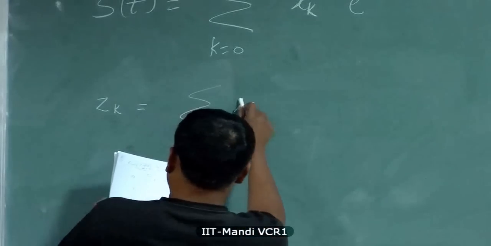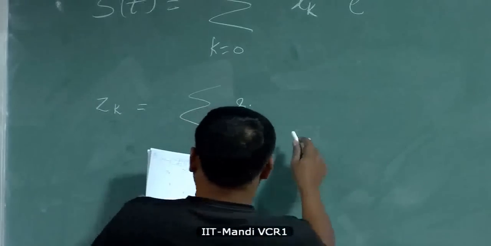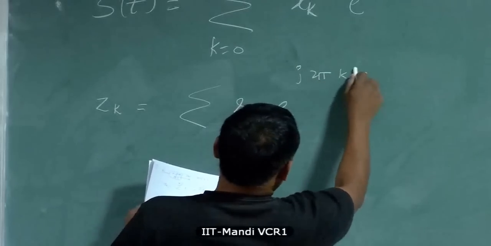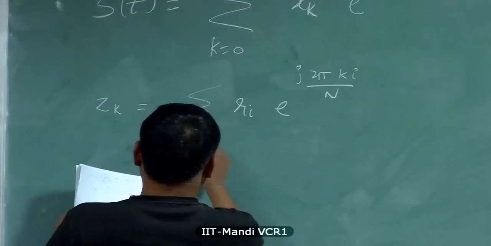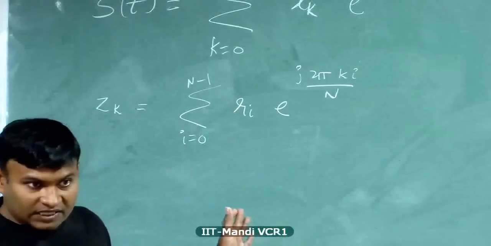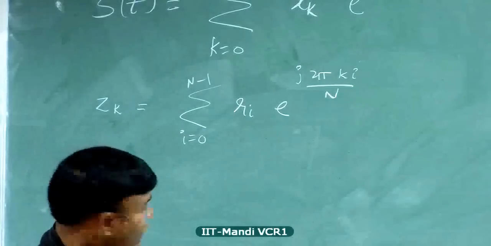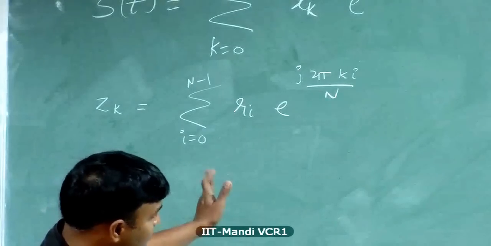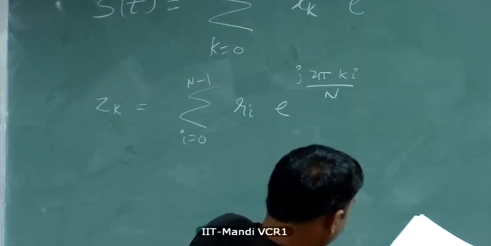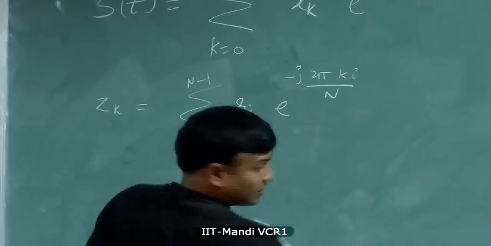Z of k is R of I multiplied with e to the power of minus j 2 pi k I by N, where I ranges from 0 to N minus 1. Is that the DFT? This is a familiar DFT, right? Which can be implemented using FFTs. Is there a sign difference? Is a minus required here? Okay, fine, it is a minus.